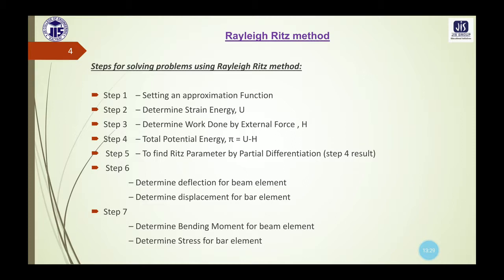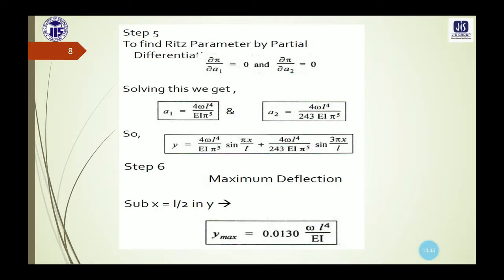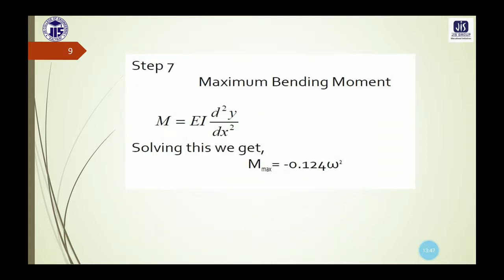But in this numerical, as it is given as the beam element, that's why in step 6 we have determined the deflection in the beam element, and in step 7 we need to determine the bending moment for the beam element, because this numerical is dealing with the beam element only. So in step 7 we need to determine the maximum bending moment, and the formula for maximum bending moment is actually known to us. We have studied in solid mechanics or the strength of materials. So M equals EI d2y/dx2.